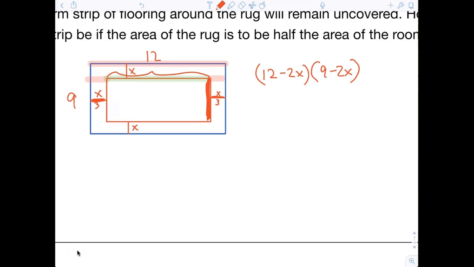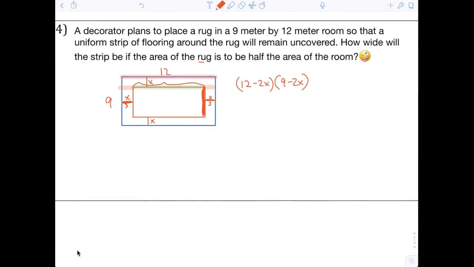Now, what would be the area of the rug? The area of the rug is to be what? I'm asking a question. Say it. Someone tell me. Half the area of the room. What's the area of the room? 9 times 12. So what would be half of that? 54. Thank you very much. It would be 54. Now if you weren't sure what 9 times 12 is, you take half of 12, which is 6, and then multiply that by 9.